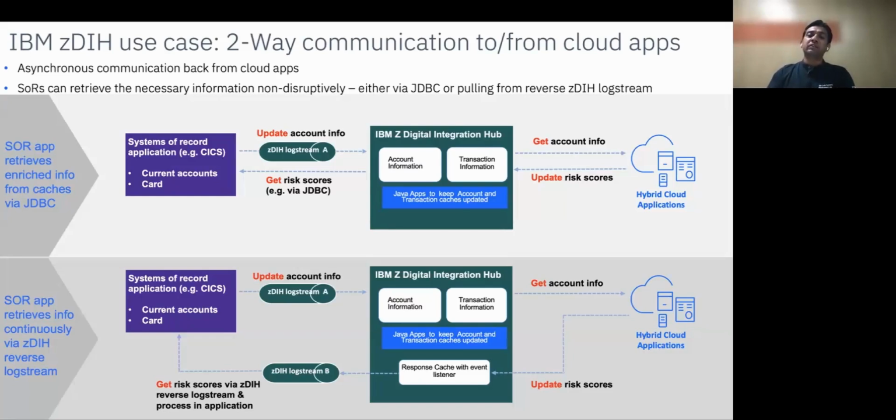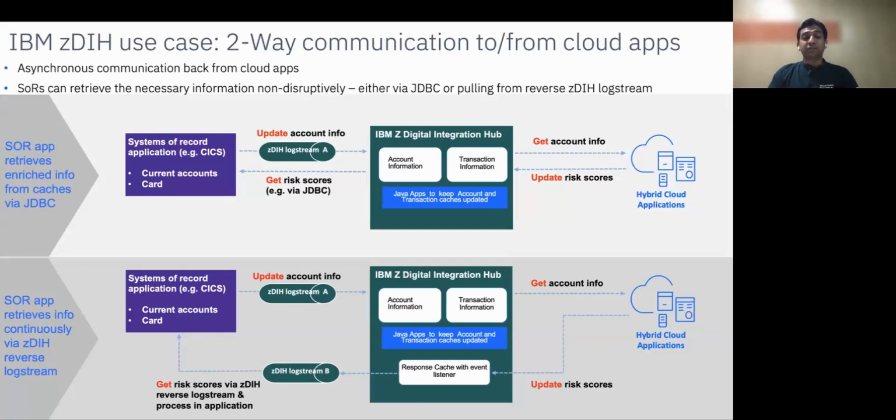If we think of expanding the scenario where we have risk scores calculated in our hybrid cloud applications, and we want our mainframe applications to read those risk scores, what we can do here is also write to, or update, our ZDIH caches from our hybrid cloud applications for a field which is not available in the mainframe. We can have a field populated with risk scores from our hybrid cloud applications. Then our mainframe applications, which need those risk scores for their own business purposes, can come and access that information via JDBC.